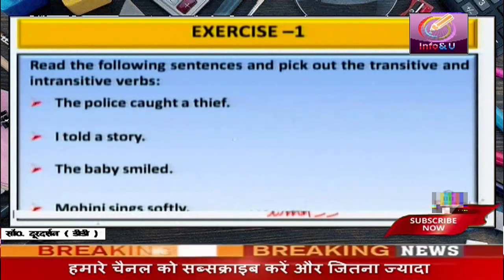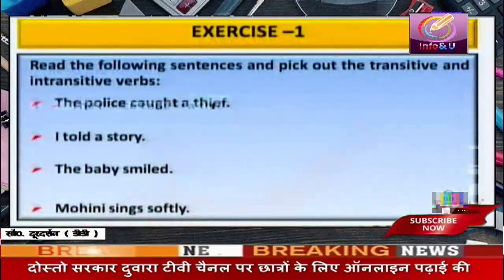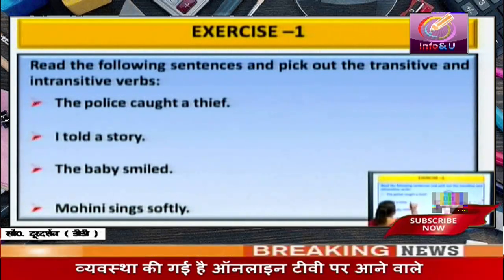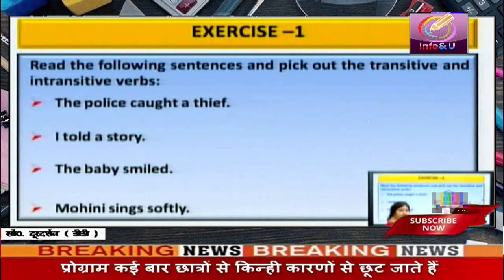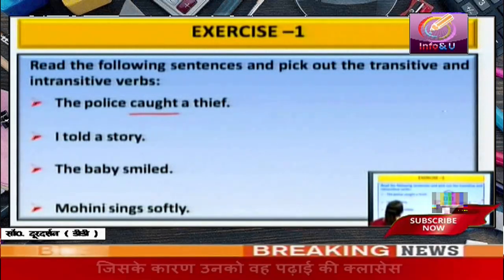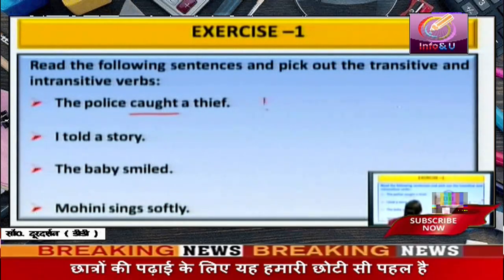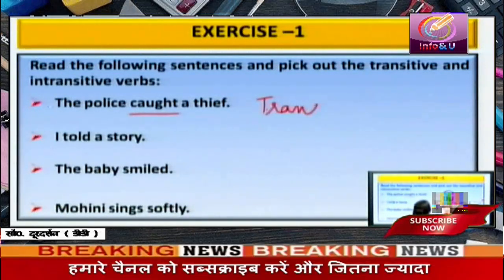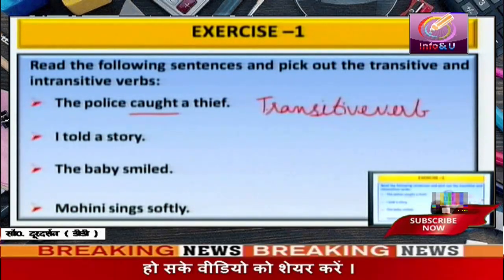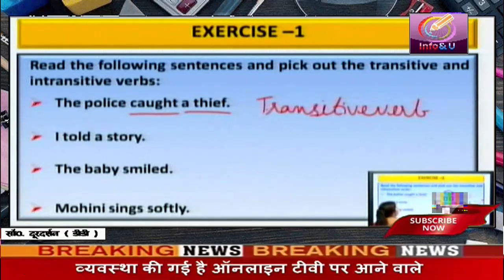Let us do one short exercise. Read the following sentences and pick out the transitive and intransitive verbs. First sentence, the police caught a thief. Which word is verb? Caught is verb. And what kind of verb? Caught is transitive verb. Why? Because this verb is followed by an object, a thief.